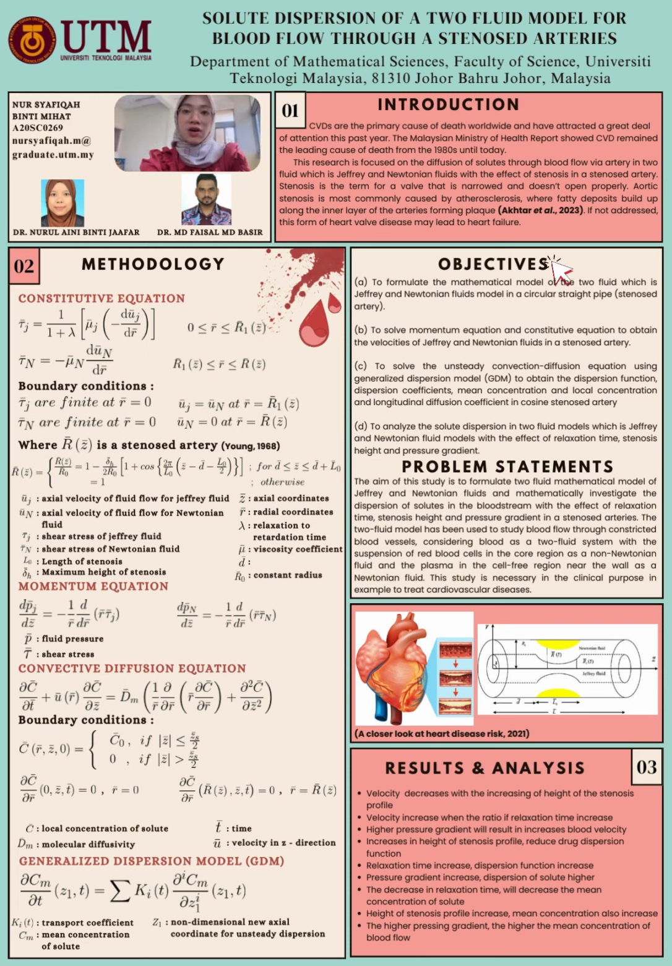This is the objective of the studies. The first one is to formulate the mathematical model of the two fluid, which is Jeffrey and Newtonian fluids, in a stenosed artery. Then to solve momentum and constitutive equation to obtain the velocity of Jeffrey and Newtonian fluid in a stenosed artery. Next is to solve the unsteady convection diffusion equation using GDM or generalized dispersion model to obtain the dispersion function, dispersion coefficient, mean concentration, and longitudinal diffusion coefficient in cosine stenosed artery.